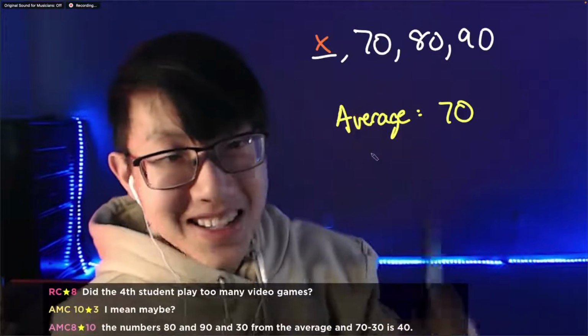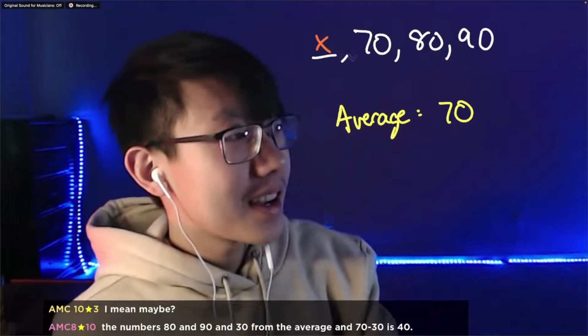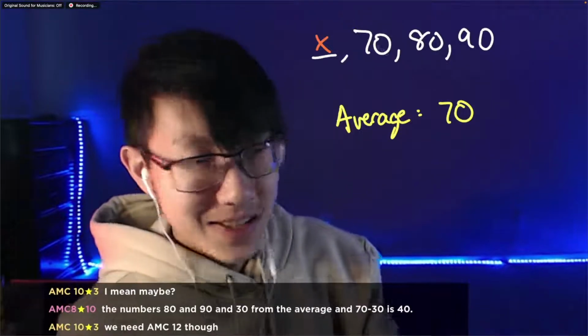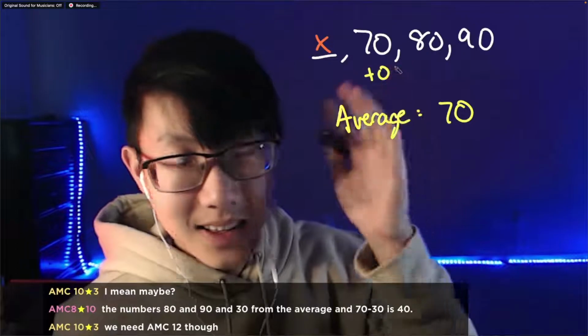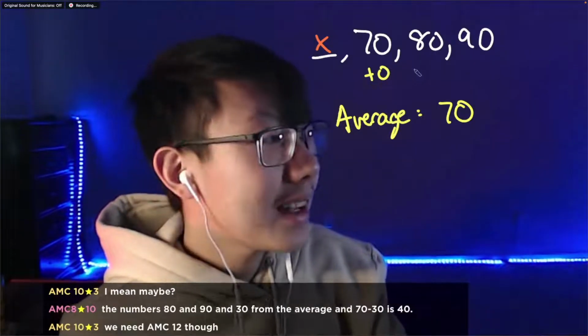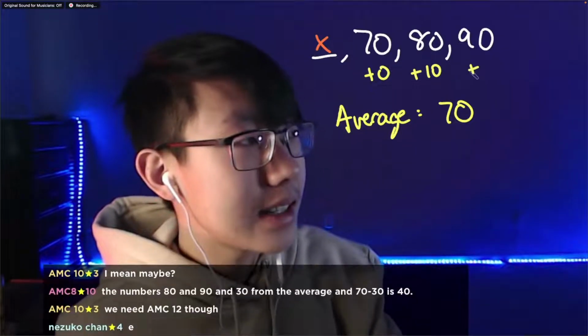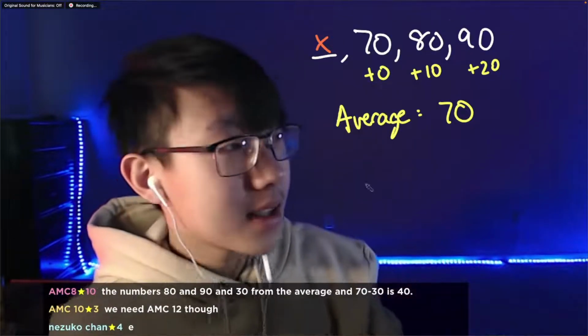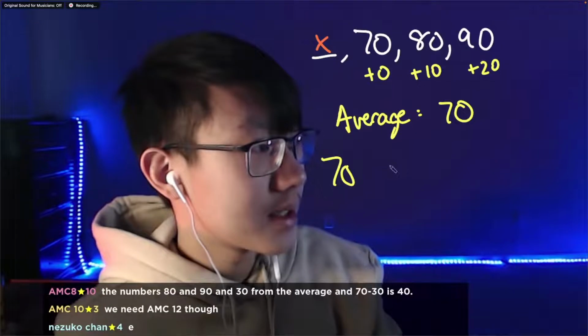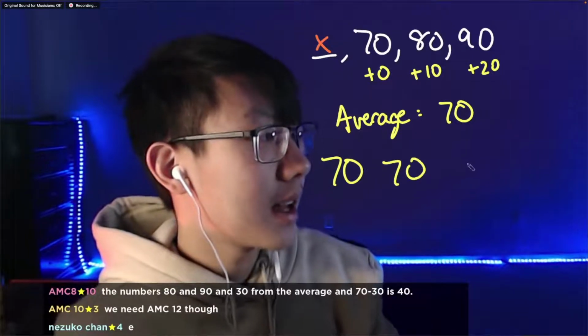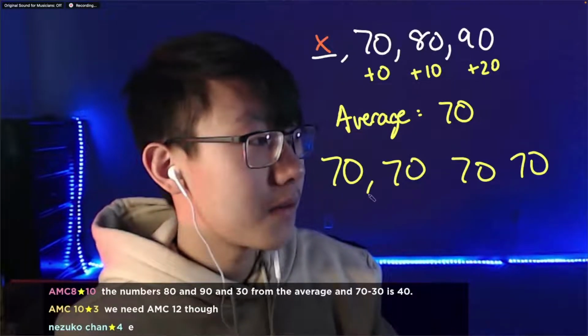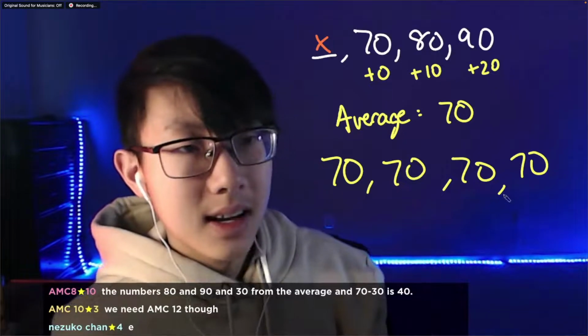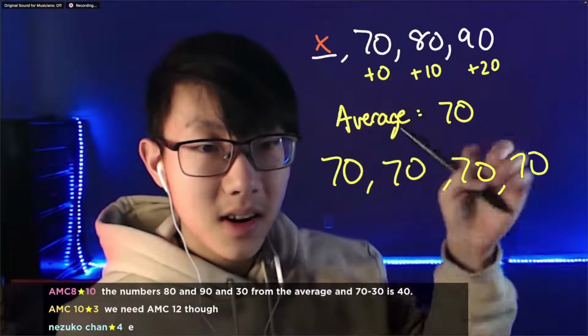So if the average is 70, another way of looking at it is, okay, this number right here, 70, is fine. That is exactly on the dot. 80 is 10 more than the average, and 90 is 20 more than the average. Well, if I want it to be an average of 70, in other words, it should have the same sum as just a group of 4 70s. I need to make sure that these differences are 0.